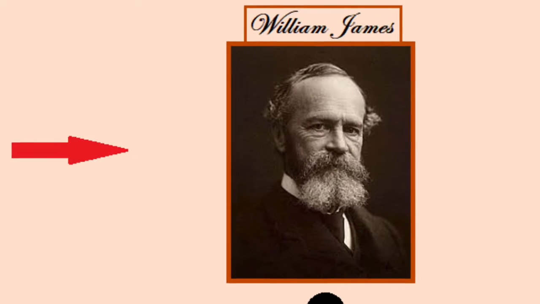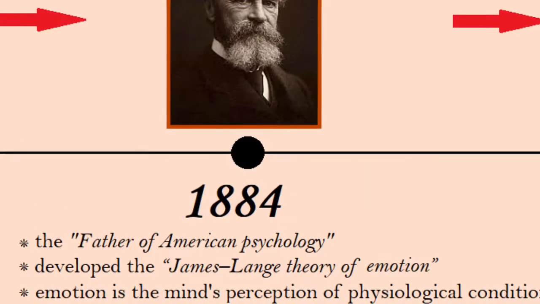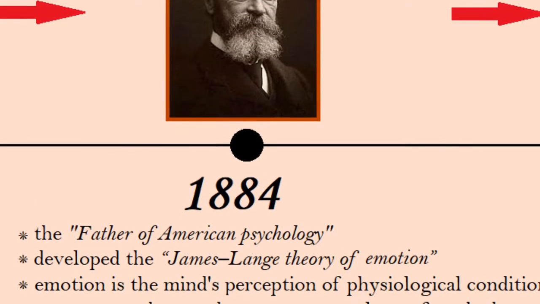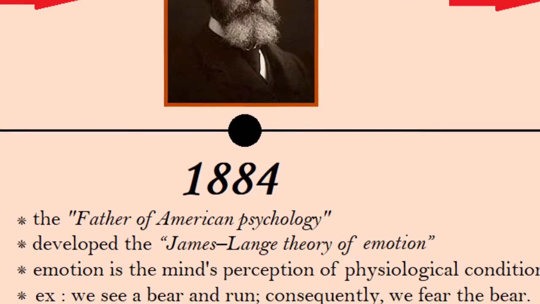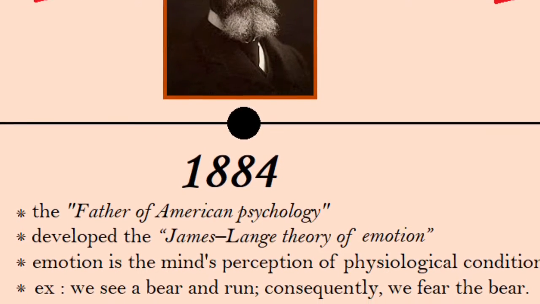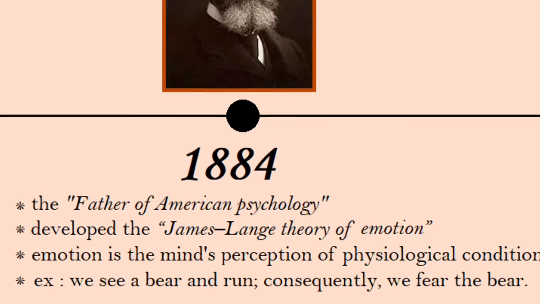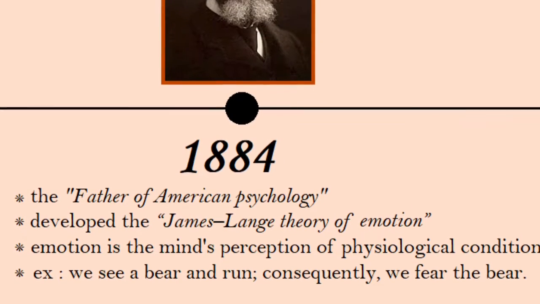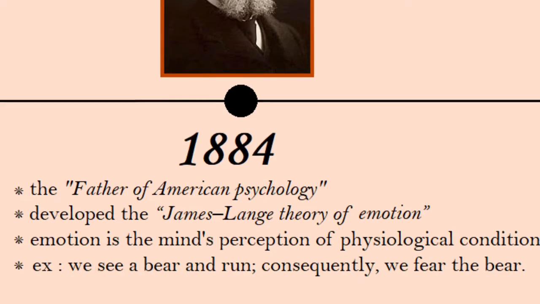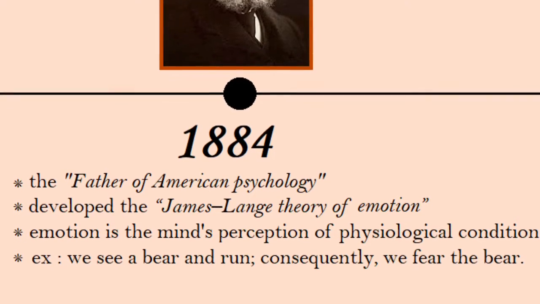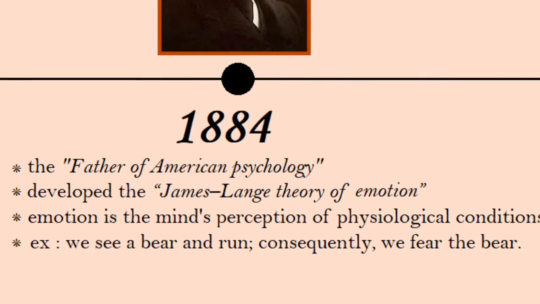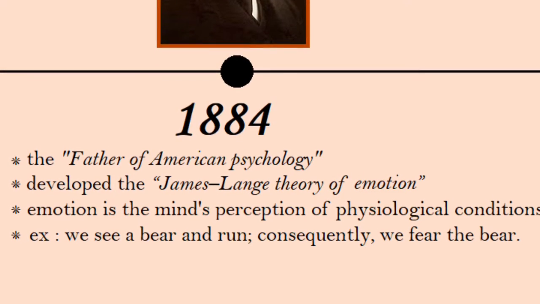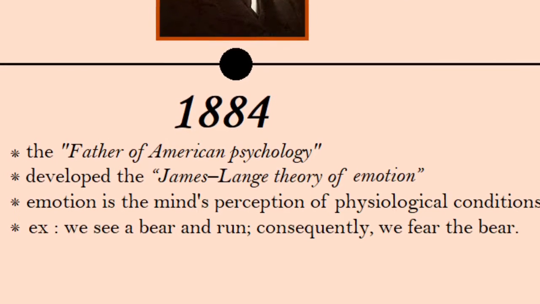William James was known as the father of American psychology. He developed the James Lange theory of emotion, which states that emotion is the mind's perception of physiological conditions. For example, we see a bear and run. Consequently, we fear the bear. This theory posits that emotional states spring from physiological states.